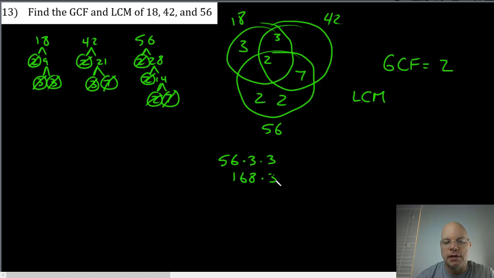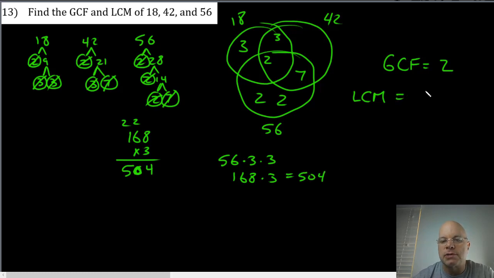150 plus 18. And 168 tripled, I'm just going to use the standard algorithm here. 6 3's is 18 and 2 is 20. 1 3 is 3 and 2 is 5. That should be a 0 right there. So 504. So the least common multiple of these 3 numbers is 504.